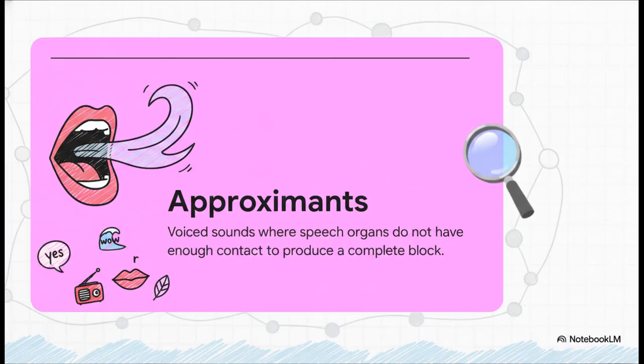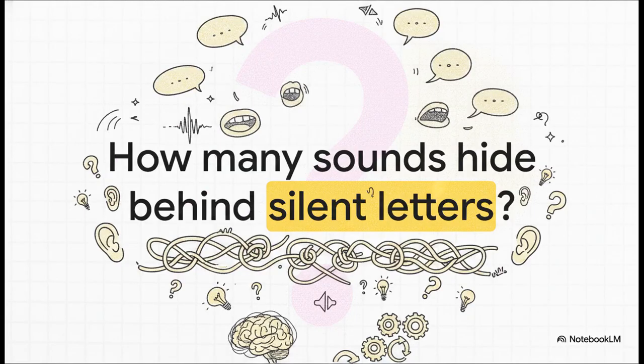Finally, section 6, approximants, the smooth sounds avoiding the jam. We've reached our last category. Approximants are voiced sounds where your speech organs just don't have enough contact to produce a complete jam or block. The air path is never fully cut off. I mean, think about sounds like the y in yes, the w in wow, the r in red, and the l in lip. They just glide right out of your mouth, beautifully avoiding all that harsh, explosive friction we talked about earlier.